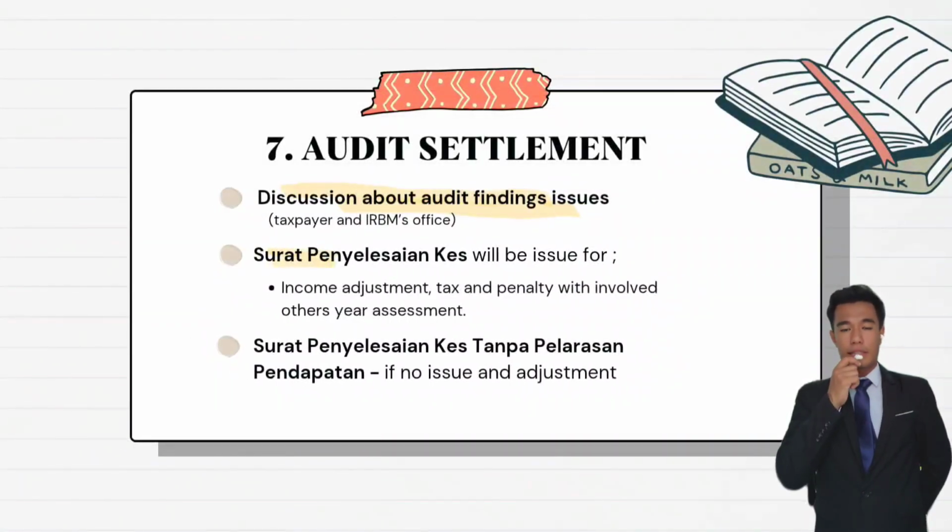I will continue to explain about the last step, which is audit settlement. Audit settlement is a discussion about audit finding issues between the taxpayer and the Inland Revenue Board of Malaysia. The total income adjustment, tax and penalties following assessment years involved will be informed by surat penyelesaian kes. If no issues are found and no adjustments are made, surat penyelesaian kes tanpa pelarasan pendapatan will be issued.